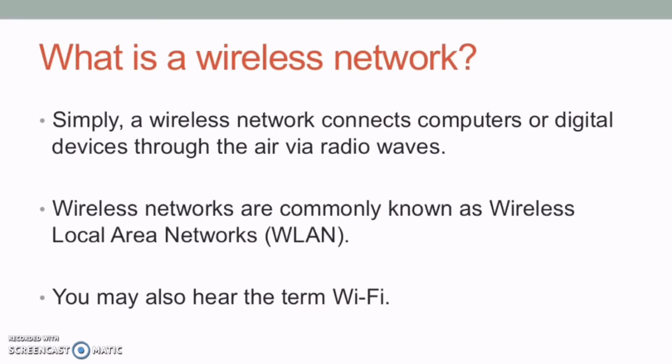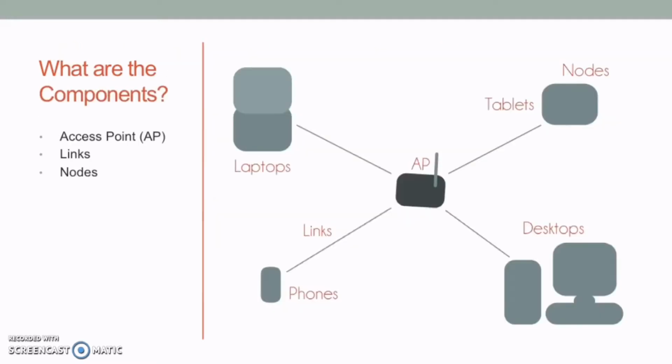So what's a wireless computer network? It connects computers and your digital devices through the air using radio waves. Wireless networks are commonly referred to as wireless local area networks, or just Wi-Fi. Wireless networks can be set up many different ways. The basic components remain the same. The heart of the network is the access point, and the links connect it to the nodes.